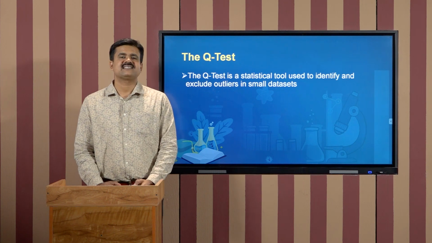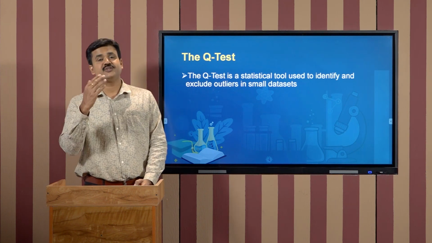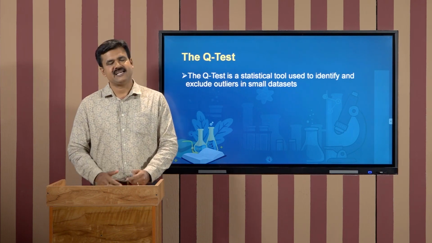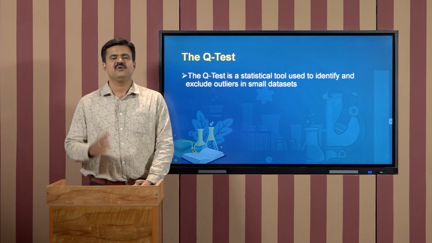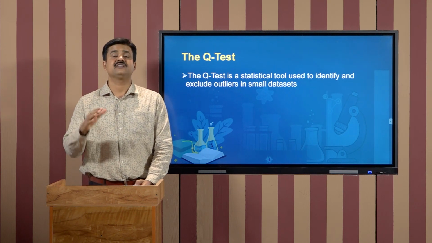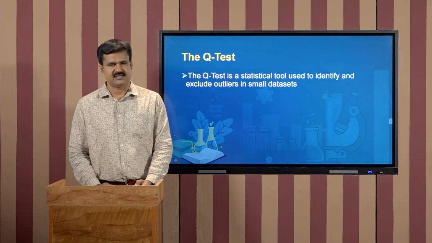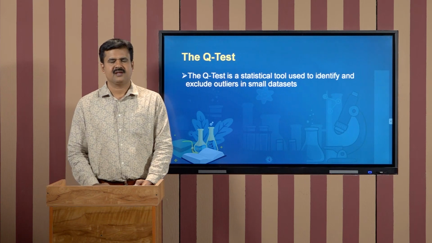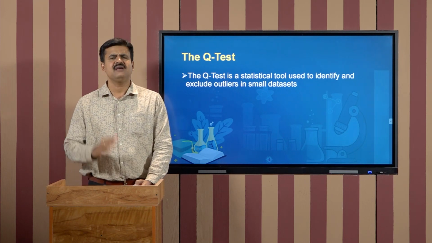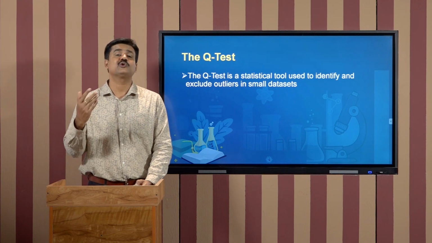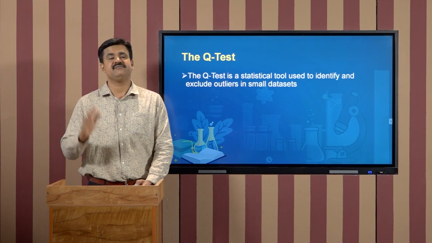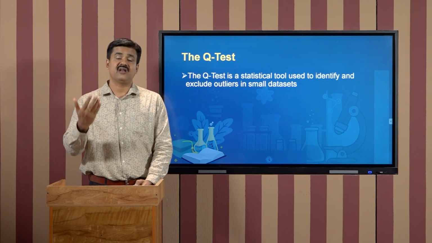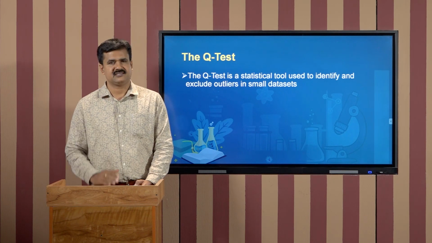The Q-test is a statistical tool used to identify and exclude outliers in small data sets. Suppose you are taking some measurements and the total number of measurements taken is 10. Not all the values are very close to each other, but in certain cases among these 10 measurements, 1 or 2 values may show large deviation from other values relatively. Such values are termed as outliers.